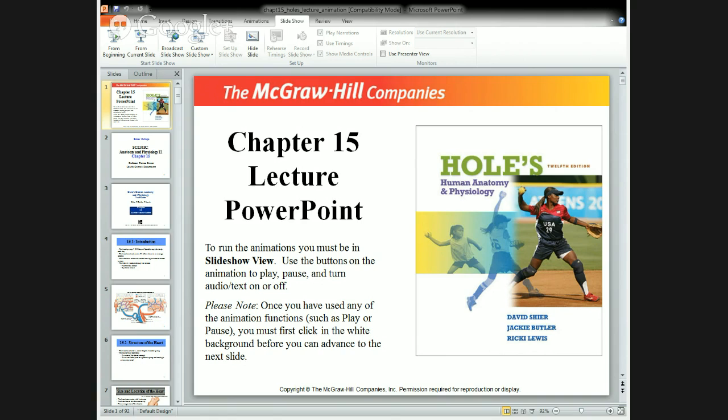We have the paths of circulation next. The blood vessels can be divided into two major pathways, the pulmonary circuit and the systemic circuit, which includes coronary circulation. And here we have a look at the pulmonary circuit.